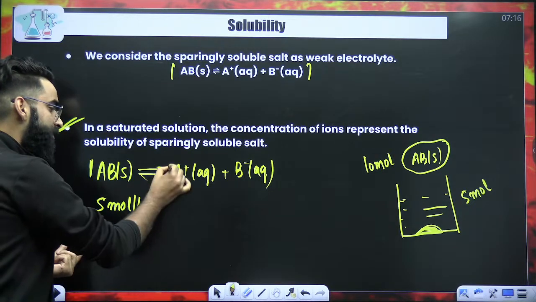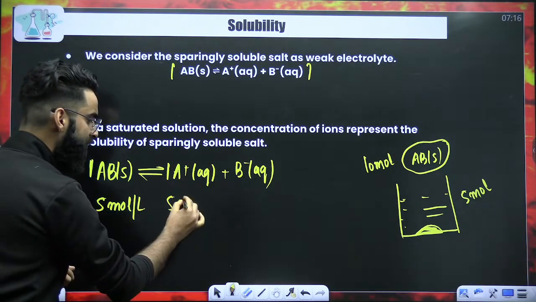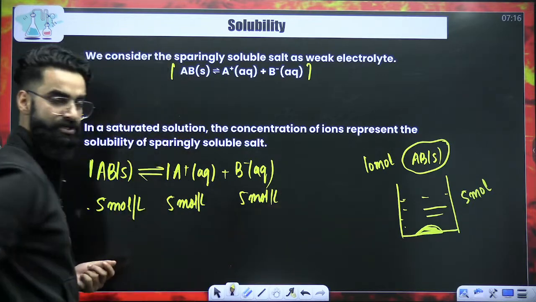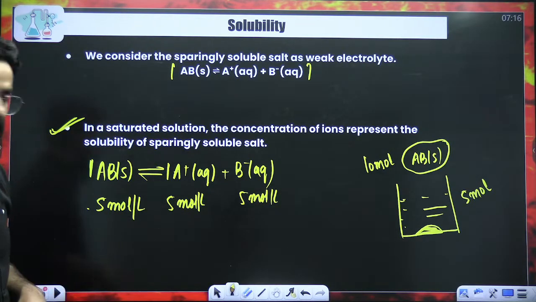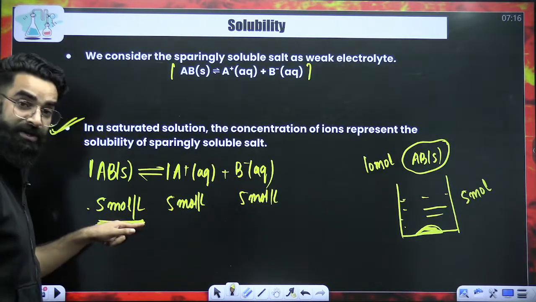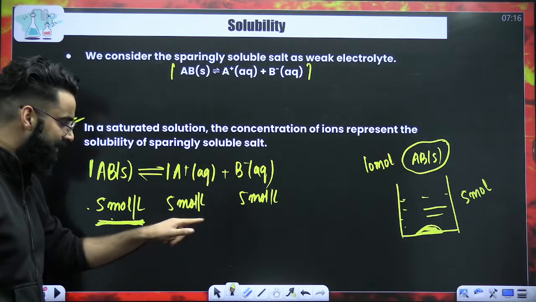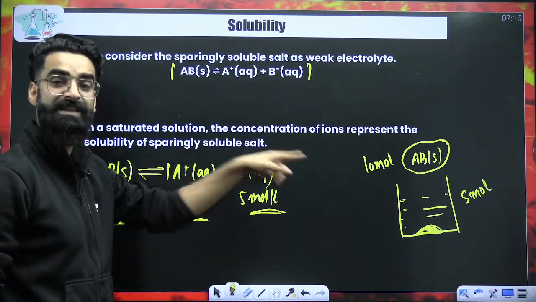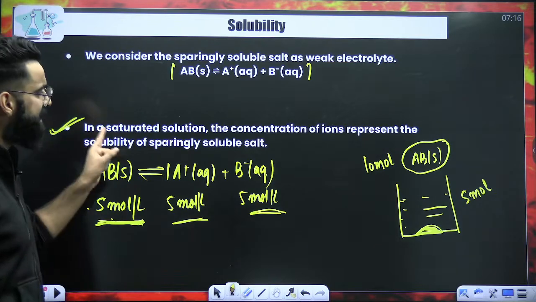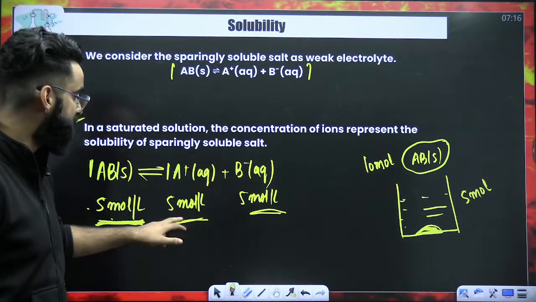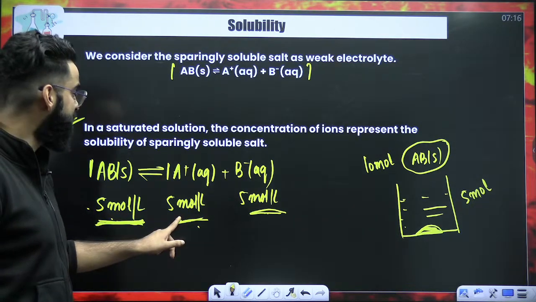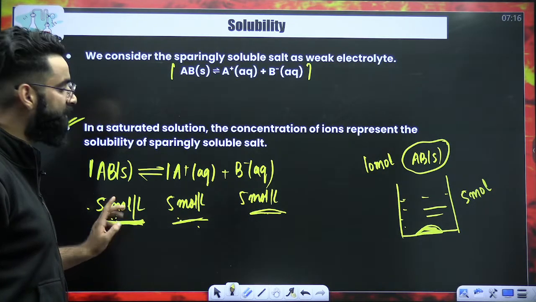Now tell me, 1 mole of AB would have given 1 mole of A positive. So 5 moles would have given 5 moles of A positive. Similarly, 5 moles of B negative will be present in the solution, in the spaces, right? So can I say, whatever is the solubility of the salt, in this particular case the solubility of the salt is 5 moles per liter, the same is the concentration of ions in the solution. So do remember this. In a saturated solution, the concentration of ions is 5 moles per liter, and that is actually the solubility here. So the concentration of ions represents the solubility of a sparingly soluble salt.